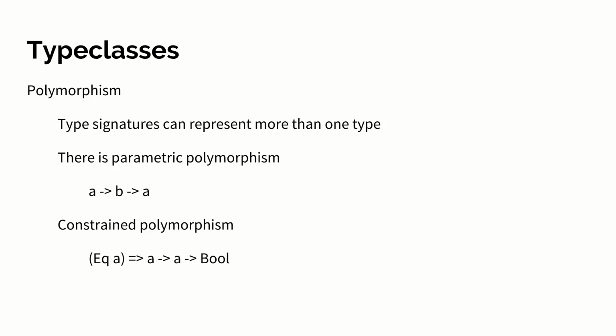The other kind of polymorphism is constrained polymorphism. This is where we know that a given ambiguous type must at least have an instance of a particular type class, therefore giving us more information about what types it could be.